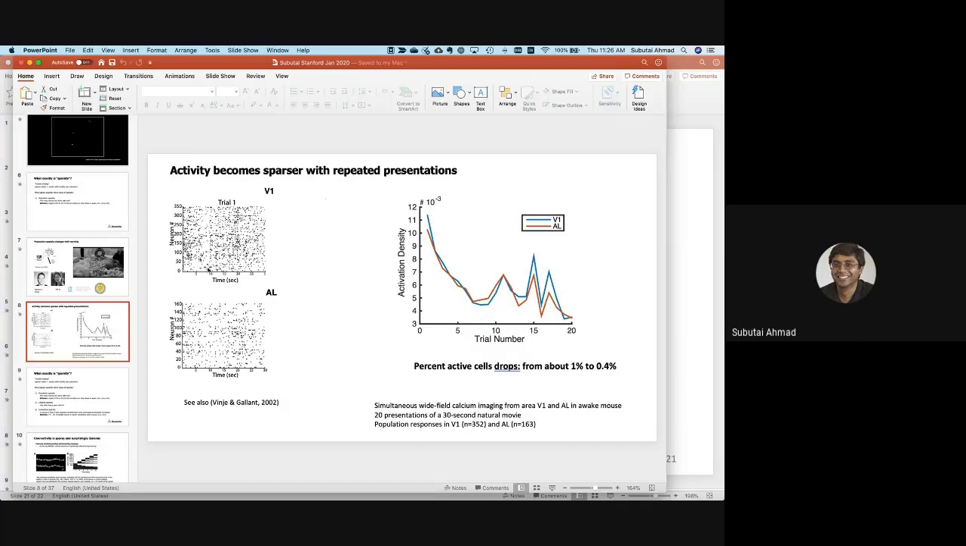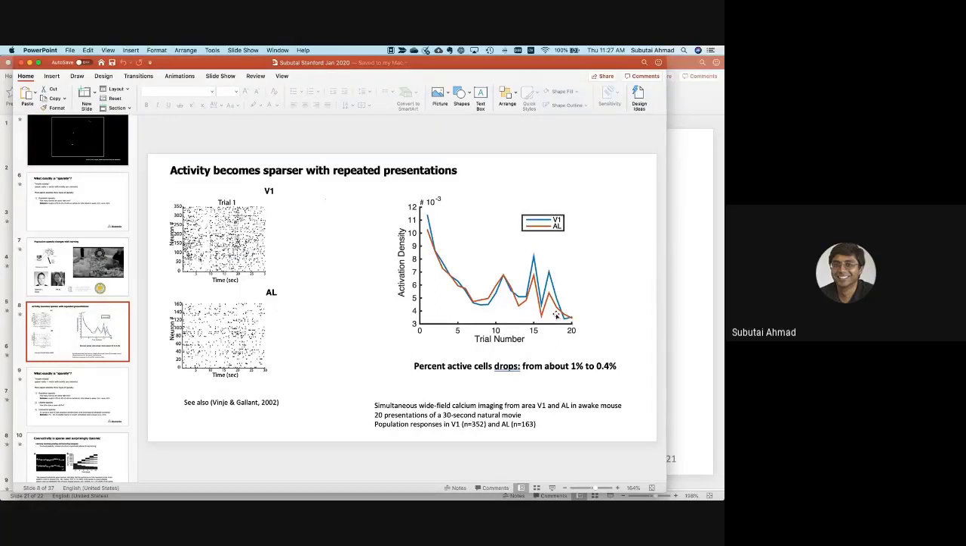What you can see at the top here is that on the first trial, there's a sparse set of activity, and neurons fire. There is sparsity there, but on the last trial, it's much sparser. On the right, we quantified this as you showed more and more repetitions of the same movie. Initially, the sparsity was at about 1%, and then over time, it dropped down to about 0.4%.